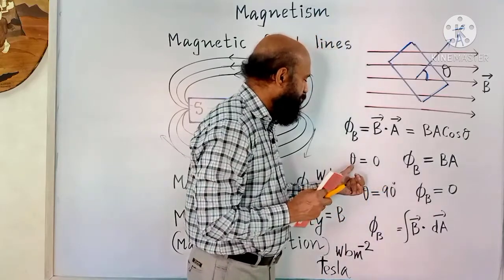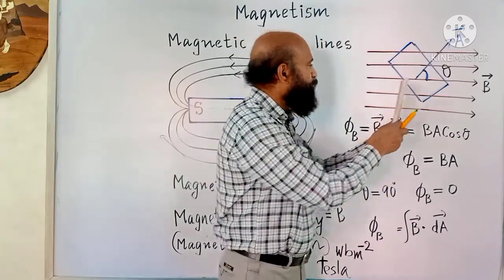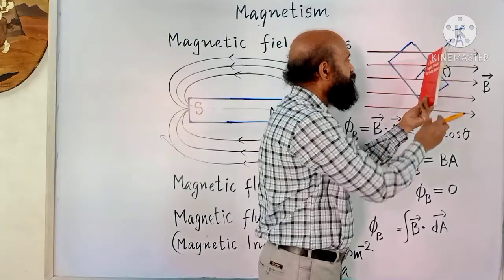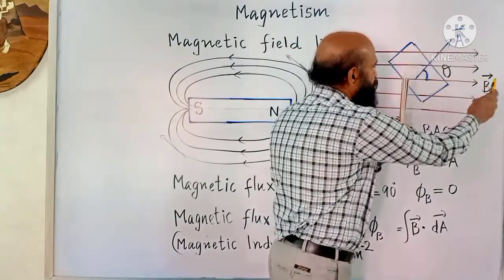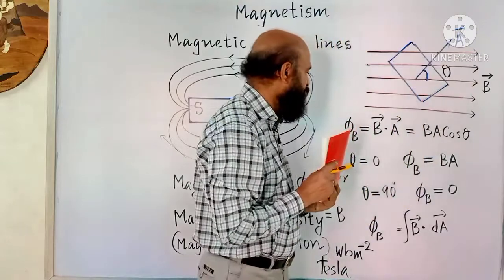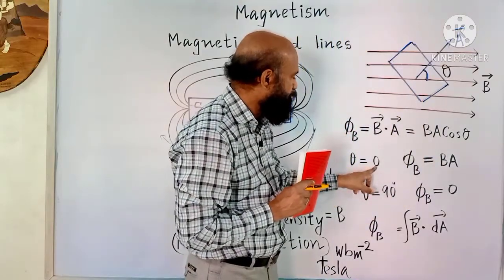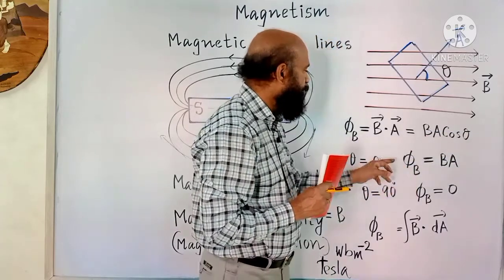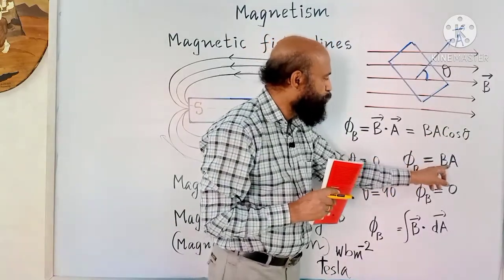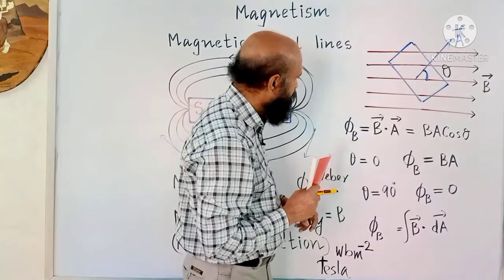Now some special cases. Suppose the coil or this area is like this. Now the area vector and B vector are both in the same direction, so theta will be 0. Then cos 0 is 1, so magnetic flux will be B into A, BA.